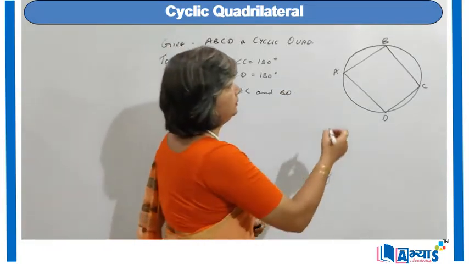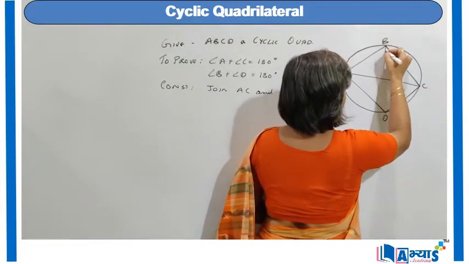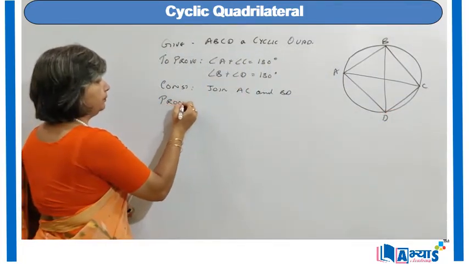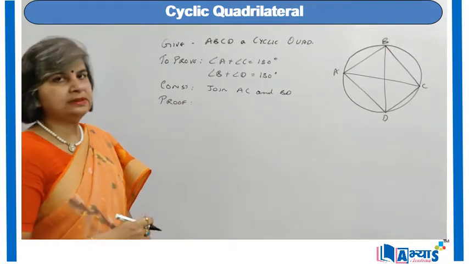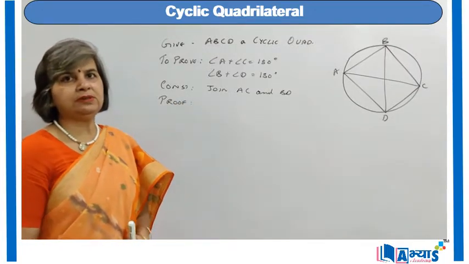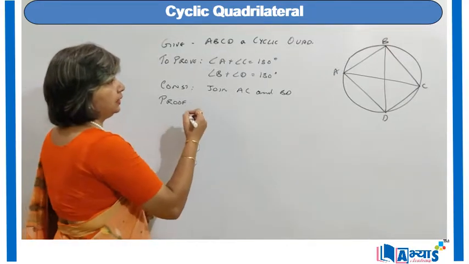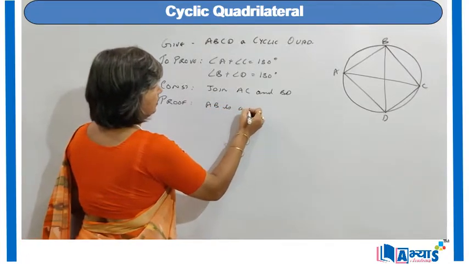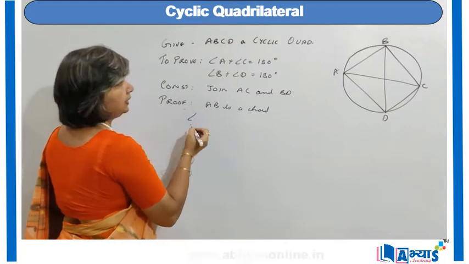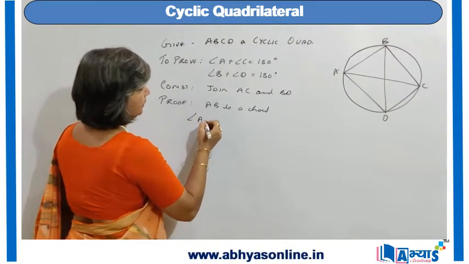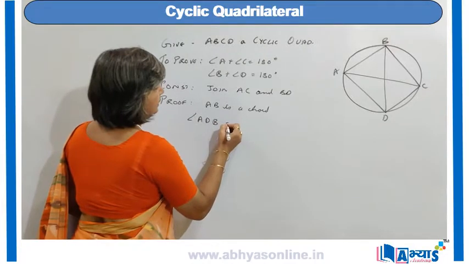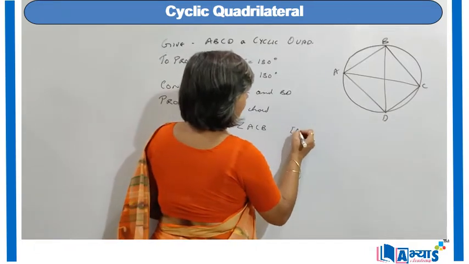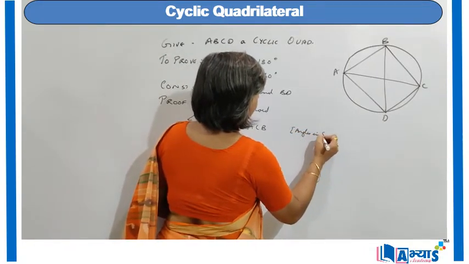Now we will join AC and then we will join BD. Now the proof will be: as ABCD is a cyclic quadrilateral, AB is a chord to the circle. So as AB is a chord, we can say that angle ADB is equal to angle ACB, because they are the angles in the same segment.